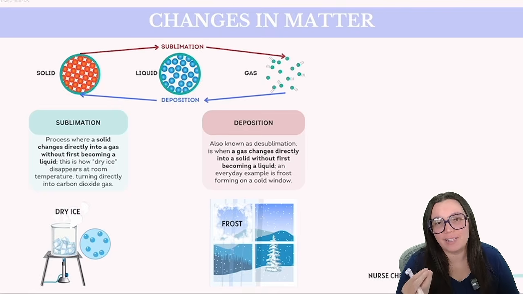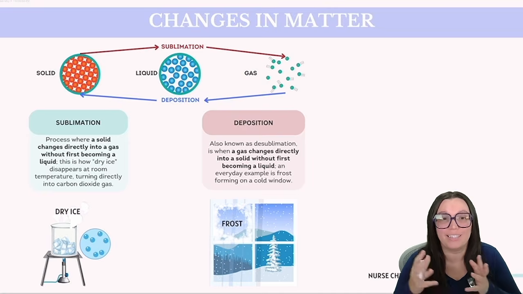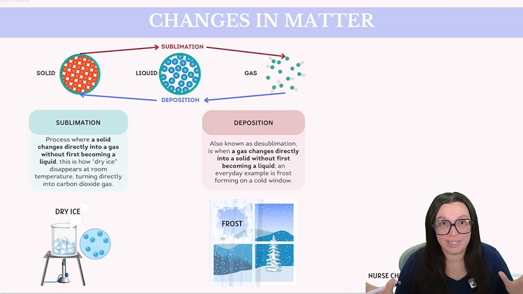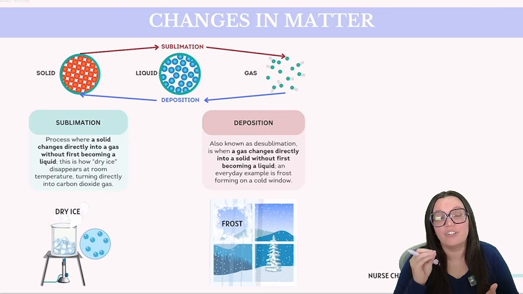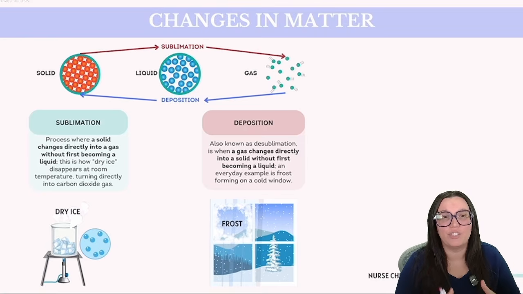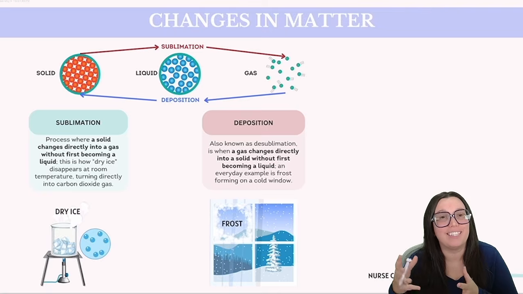When we're talking about sublimation, we're talking about the direct transition from a solid into a gas, bypassing the liquid state altogether. This occurs under specific conditions when it comes to temperature and pressure. A common example of seeing this is dry ice, which is solid carbon dioxide, sublimating. At room temperature, dry ice turns directly into carbon dioxide gas, rather than first melting into a liquid.